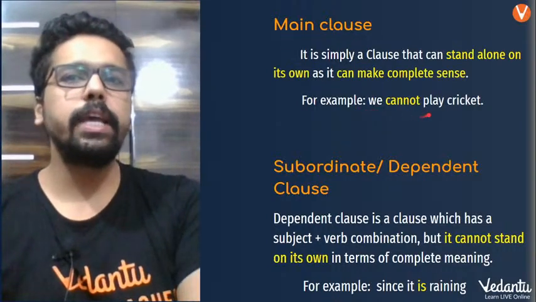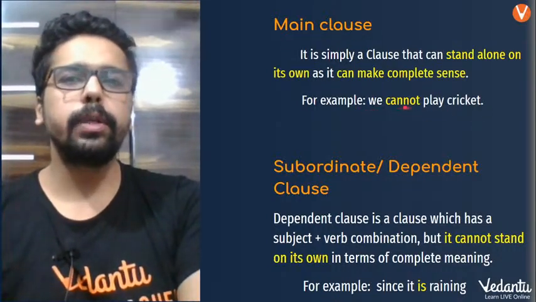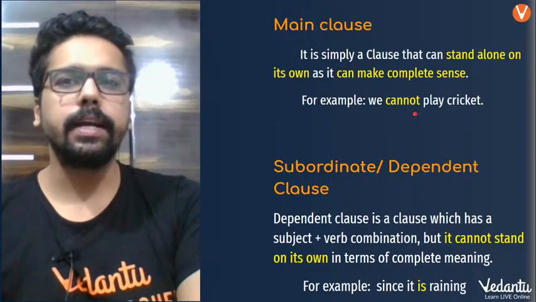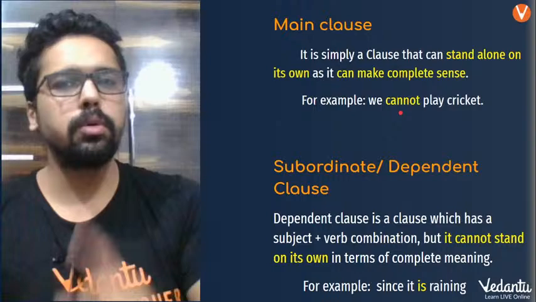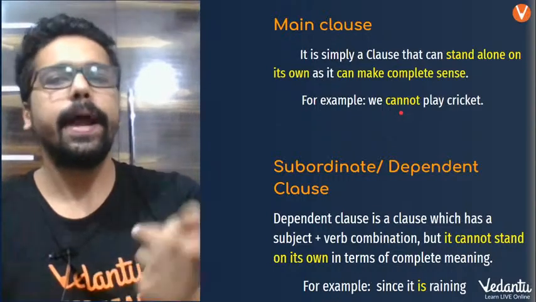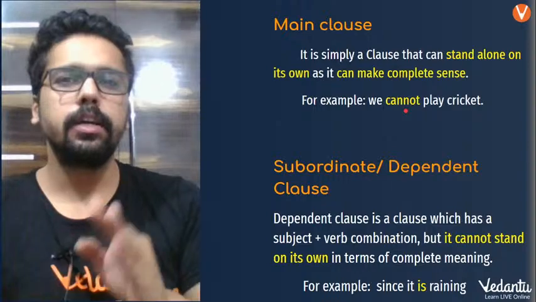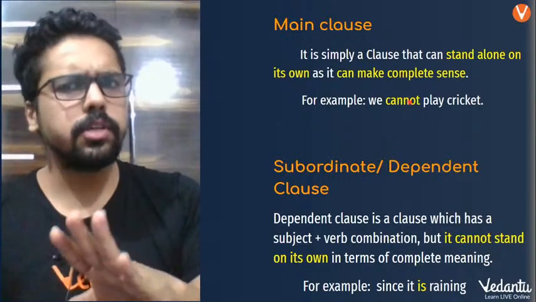So, for example, when I say we cannot play cricket, look at the word cannot here. The word cannot is a finite verb, the one that is highlighted. So it's a group of words with only one finite verb. That's why it's a clause. And why is it called a main clause here? Because it makes complete sense on its own. So we cannot play cricket is complete sense on its own.